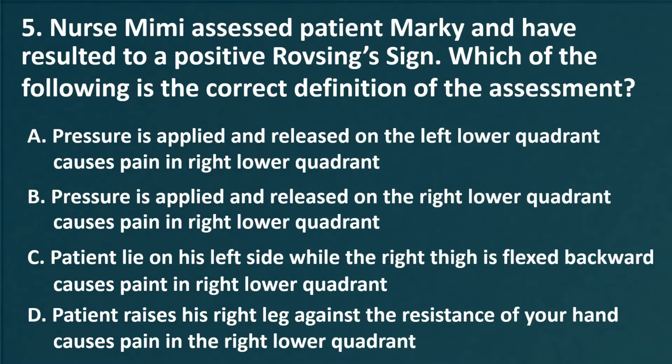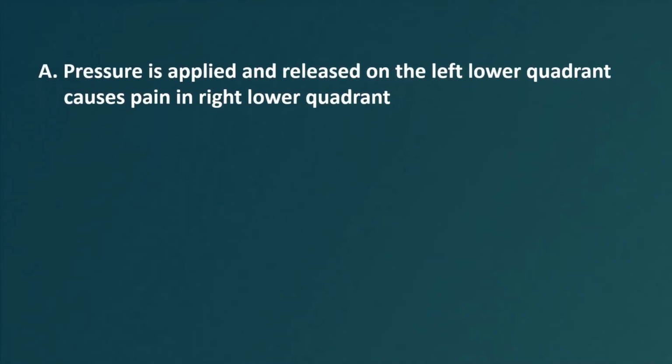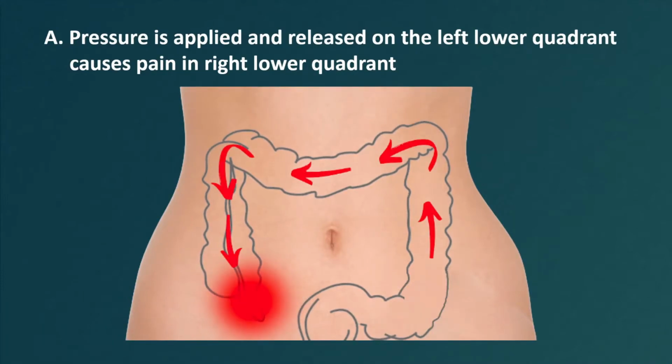The correct answer is letter A. Pressure is applied and released on the left lower quadrant causes pain in right lower quadrant. Rovsing sign is performed by putting pressure in the lower left quadrant and then immediately releasing it. It causes a rebound tenderness in the McBurney's point.